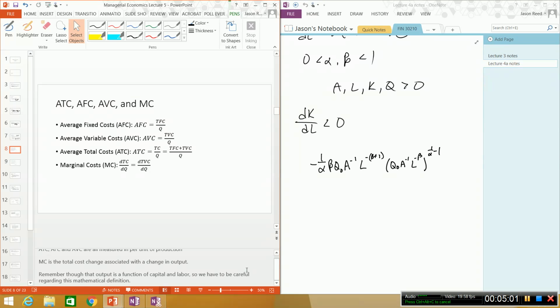Marginal cost is the change in total cost associated with a change in output. If we look at total cost equaling total fixed cost plus total variable cost, and we take the derivative with respect to Q, we know that the fixed cost will drop out, so we're really just looking at the change in total variable cost given the change in quantity.